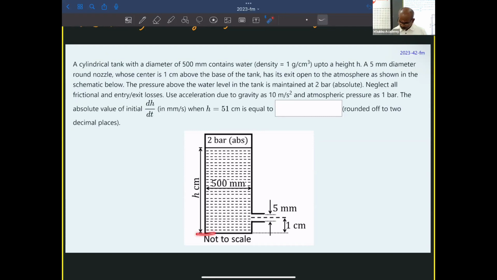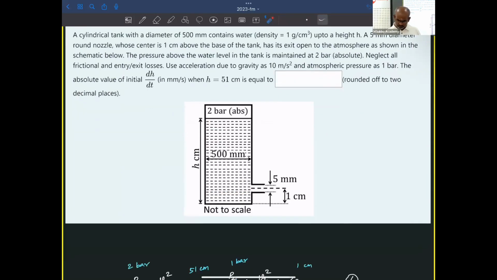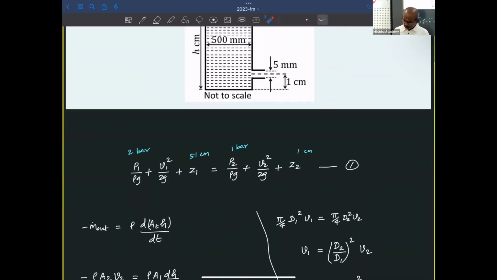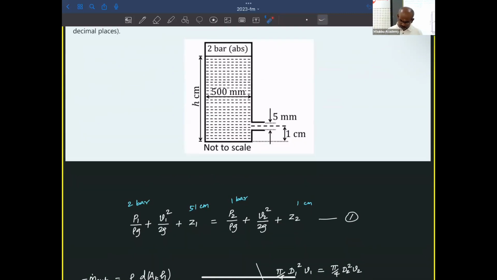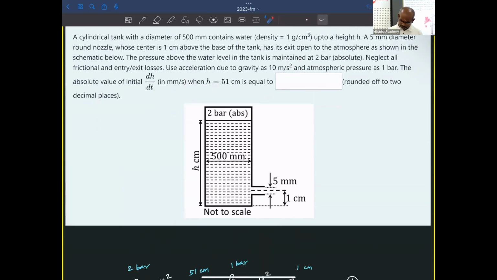H equal to 51 centimeter from the base. We can also subtract the nozzle height, because only this is the effective potential head available. Okay, this and all we'll see in the calculation part. So what is needed is we need to find the dH by dt of the tank contents.